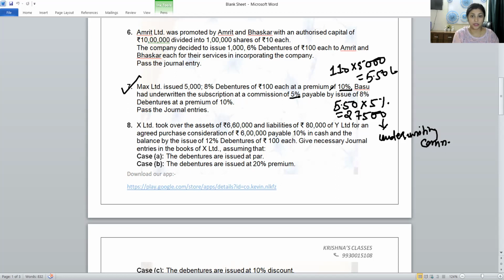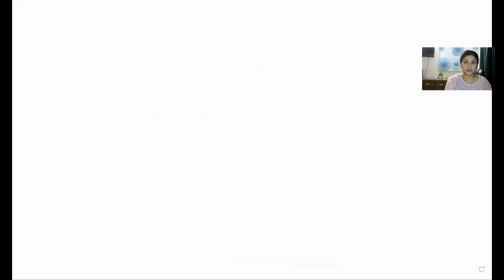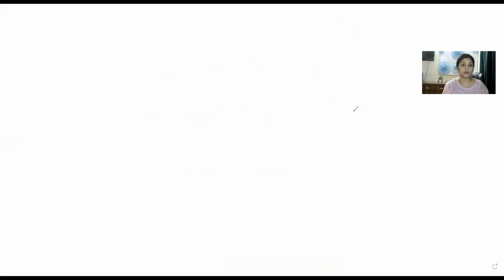Max Limited is paying by 8% debentures at a premium of 10%. So here we'll have to calculate the number of debentures as well, that is, how many debentures we are going to issue to Basu, and we are issuing debentures to him at premium. So let us do the calculations first, and then we will pass the entries. So I'm starting the question with working notes. You can leave some space. Journal entries should be first and then working notes. So you can leave some half page for journal entries and then start doing working notes.